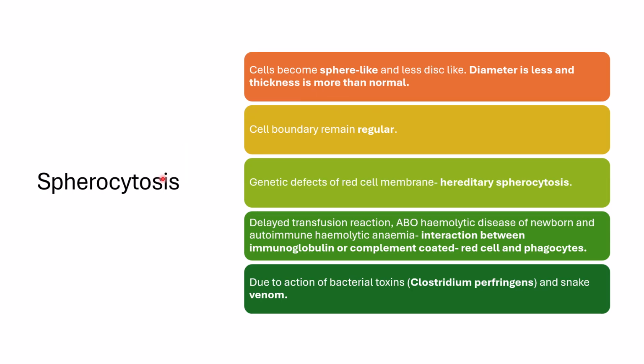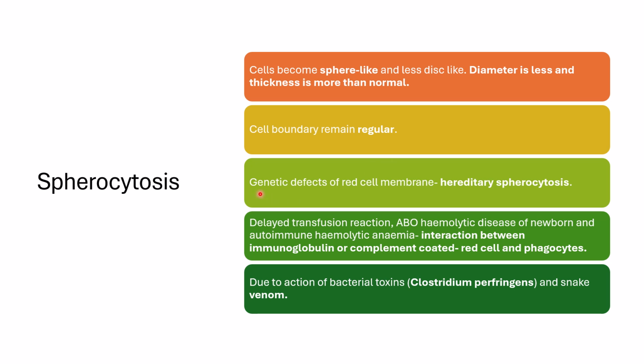In spherocytosis, the cell becomes more like a sphere and loses its disc-like orientation. The diameter is less and the thickness is a little more than normal. But we need to realize that even though the shape has changed, their boundaries are still regular. Irregular boundaries represent crenated RBCs and are seen in other abnormalities, not spherocytosis.